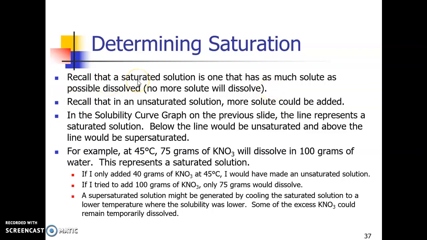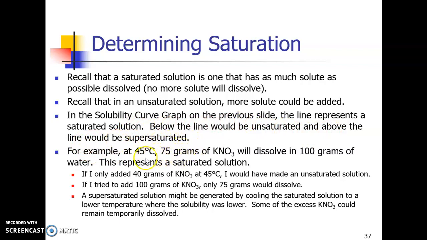Alright, let's talk about determining whether or not solutions are saturated using the solubility curve. So let's just recall a couple of definitions here. Saturated means that the solution has as much solute as possible dissolved. If you added more, it wouldn't dissolve. And unsaturated solutions have room left for more solute to dissolve. So in the solubility curve graph on the previous slide, the line represents a saturated solution. If you're below the line, it would be unsaturated, and if you were above the line, it would be supersaturated.